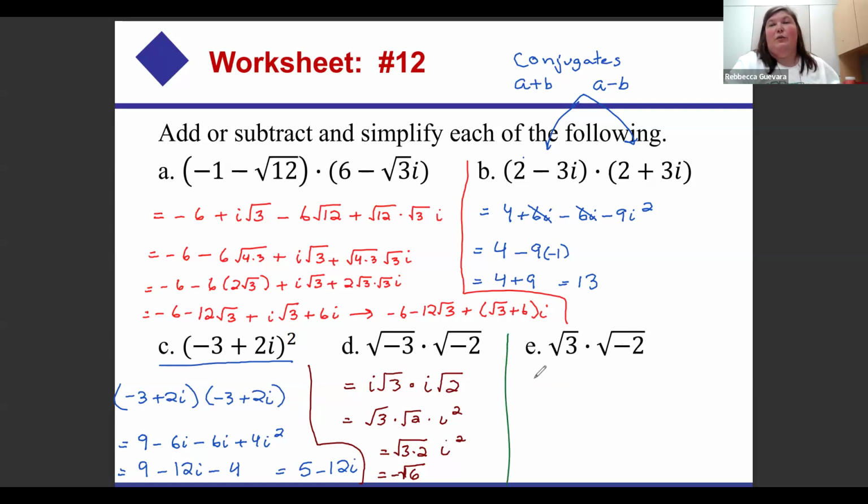And then this one, only one of these is a complex number. So we have square root of 3 times i square root of 2. So this one, you'd keep the i because I don't have anything to multiply it to. So this is just i square root of 6.